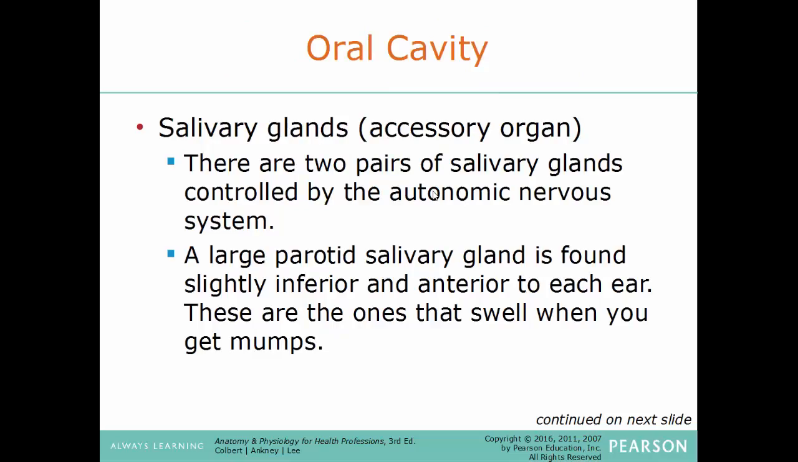Moving on to another structure within the oral cavity, the salivary glands. These are an accessory organ in the system. There are two pairs of the salivary glands that are controlled by the autonomic nervous system. You will find a large parotid salivary gland, which is found just anterior to each ear and just slightly inferior to each ear. And these are the ones that swell whenever you get mumps.